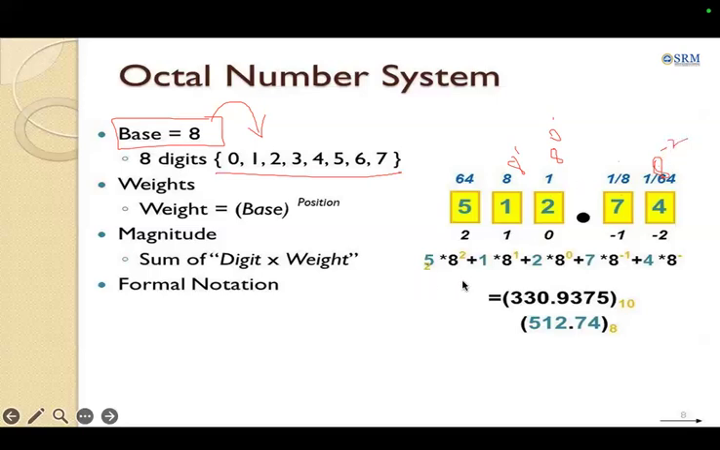Everything is added together by multiplying these weights with the coefficients: 2 into 8 power 0, 1 into 8 power 1, 5 into 8 power 2. Similarly, in the fractional part, it is 7 into 8 power minus 1 and 4 into 8 power minus 2, which will give you the equivalent decimal value. Since it's a decimal value, it is represented with base 10.